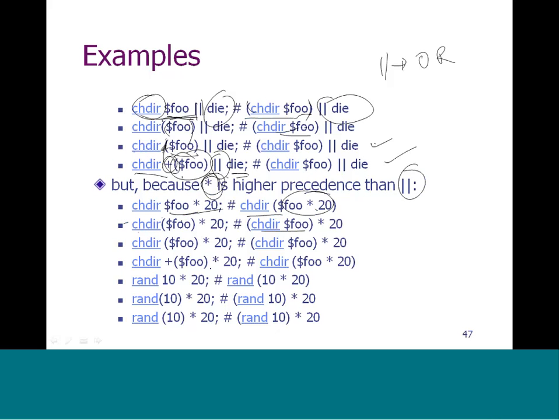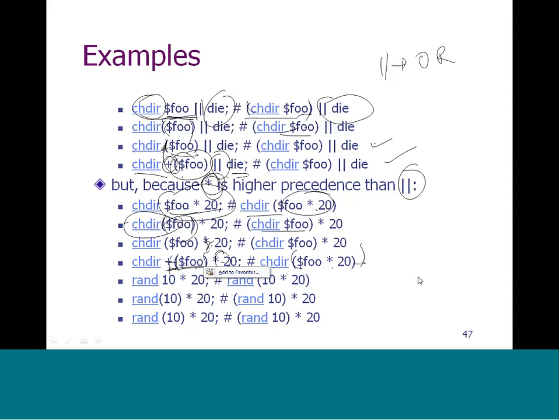But the second and the third are the same, because now the parenthesis takes precedence over the star, so that dollar foo is associated with chdir instead of 20, whereas in the first statement, without any parenthesis to modify the precedence, the foo is assigned with 20. Another interesting one is this one. Here we put the parenthesis around foo, but we add an additional operator. You can see that again, this has a higher precedence than the addition. So it's foo times 20, and that's the term in the chdir.